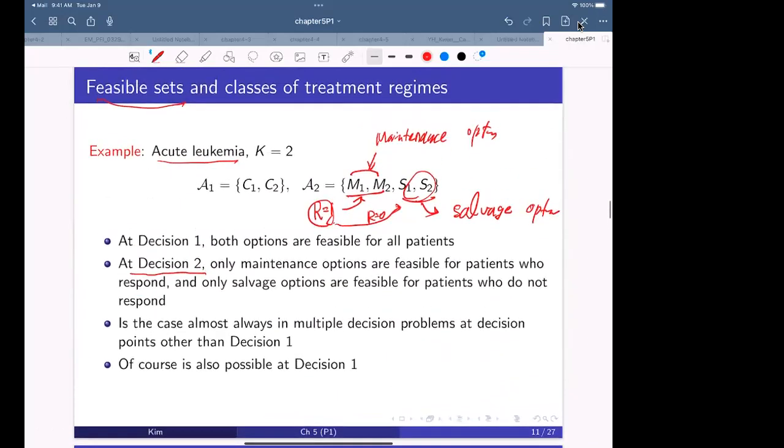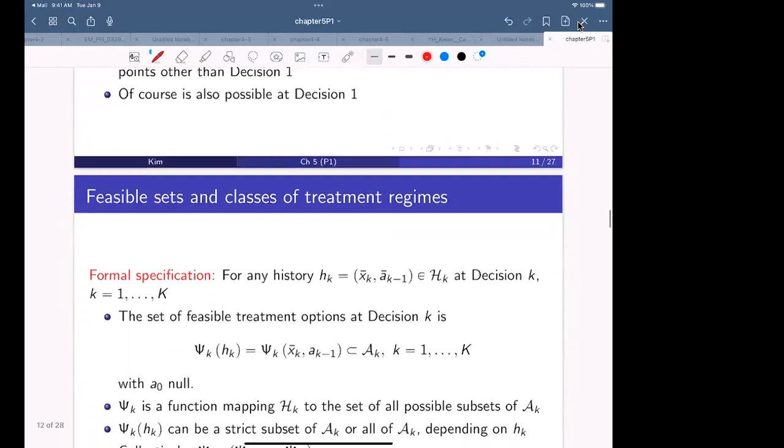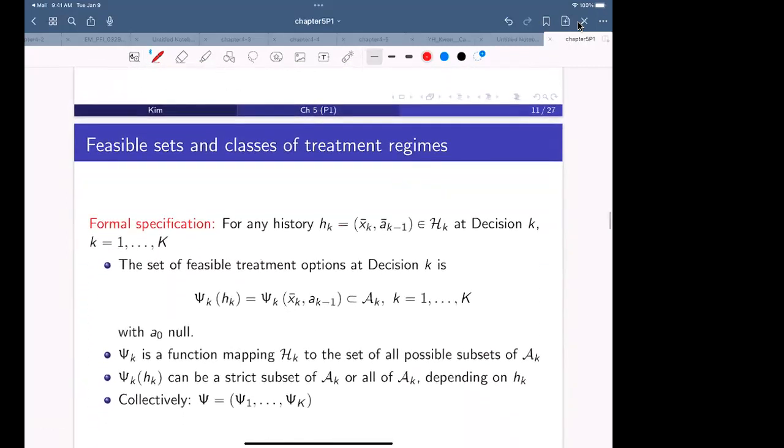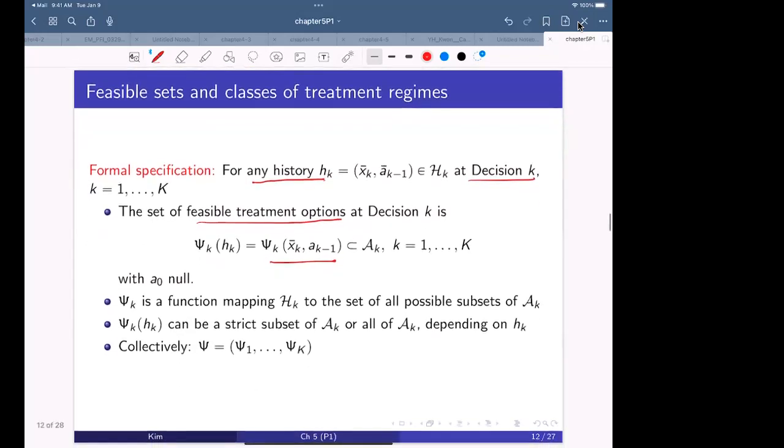So the feasible set is a subset of options that depends on history. The formal spec is: for any history at decision K, the set of feasible treatment options can be a subset of all possible options. I mean, this is just a concept. So that is called the feasible set.